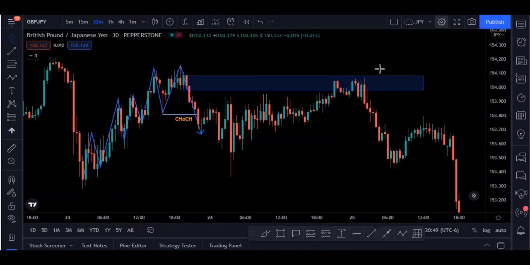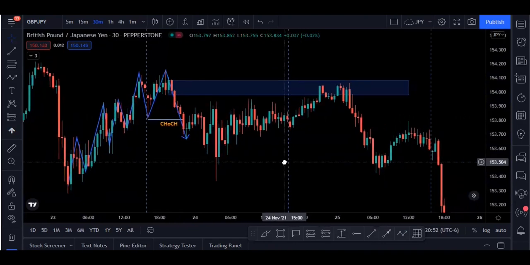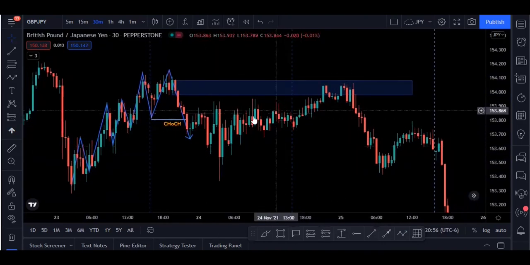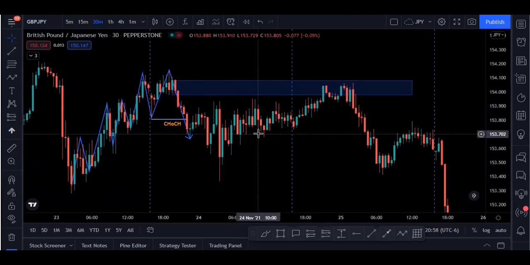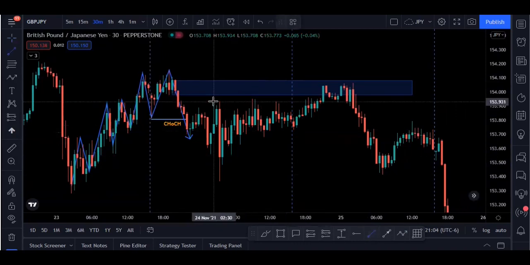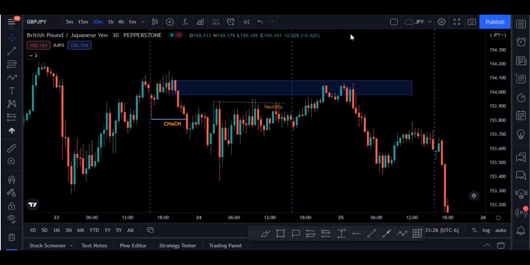So if we go and mark up our sessions, okay, in here, this is one day, this is another day. So it was identified from the previous day and then at the New York session. And as you can see in here, we were creating this liquidity. I'm going to take this off. Here we have some liquidity.